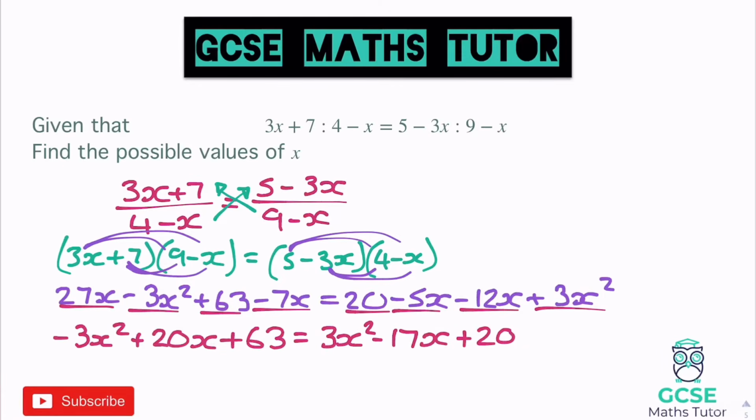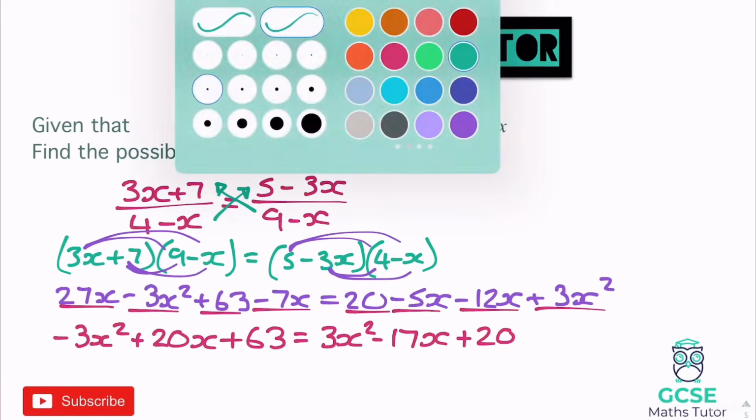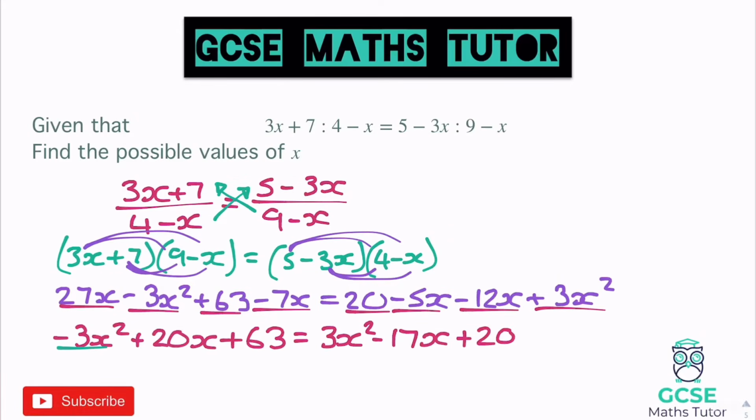There we go. So making this equal to 0, obviously avoiding that negative 3x squared over there, I'm going to move everything to the right again, so I'm going to add the 3x squared to both sides.